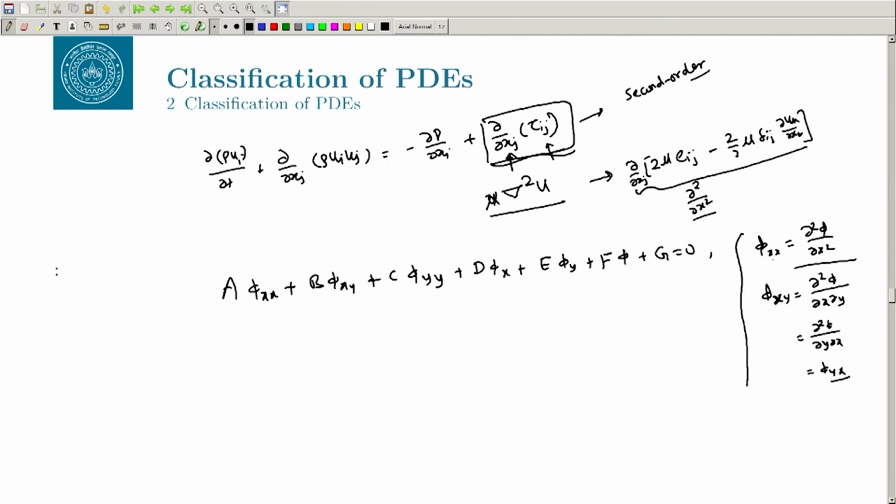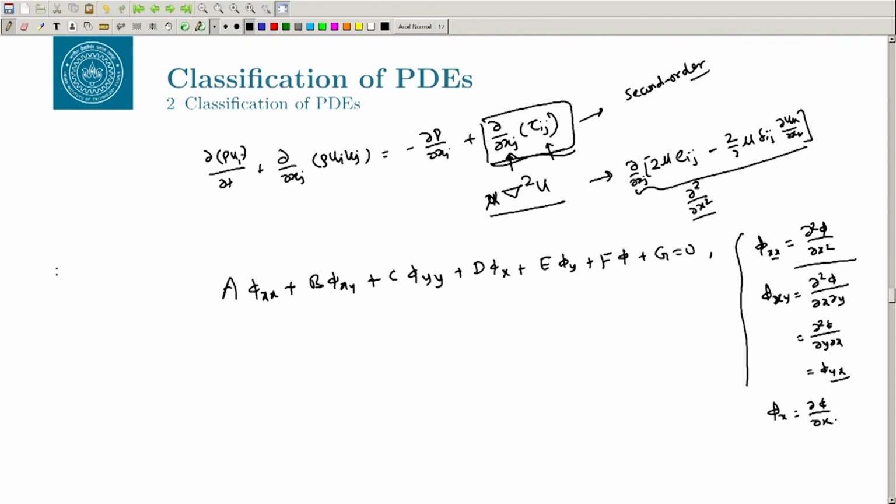So, here x and y are basically independent variables. I am using x and y, but it can also be x and t, for example, right, in certain situations, the time and the space also, or you can have two spatial directions. Okay. So, similarly, phi_x will be del phi by del x.